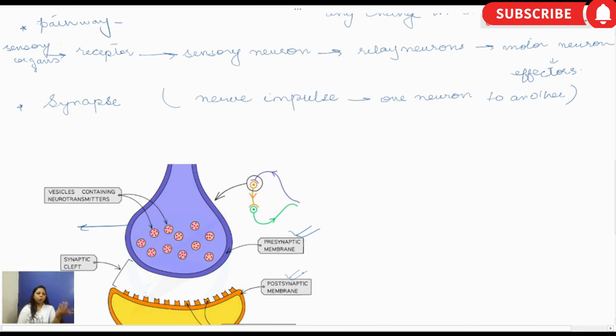Is it pre and post? Pre means before and post means after. The neuron before the synapse is the presynaptic neuron, and the neuron after the synapse is the postsynaptic neuron. And we need to remember these terms because these terms are going to give you marks in the paper. Presynaptic neuron, postsynaptic neuron.